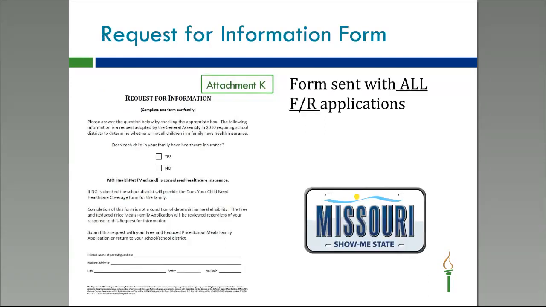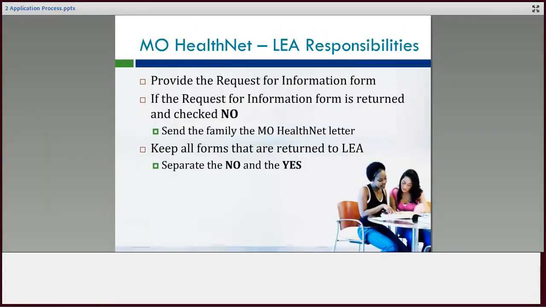This is the request for information form that is sent with all the free and reduced price applications. You'll send the request for information form along with the application, and it is an attachment available in the free and reduced price handbook. If the form is returned and it's marked no, that they don't have insurance, then you'll send the Missouri Health Net letter letting them know how to get health insurance. Keep all the forms and separate the no's from the yeses, because those numbers will get reported to DESE.